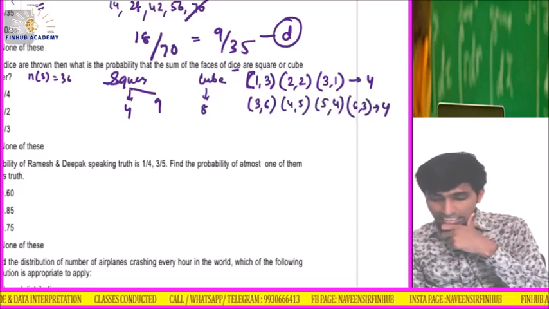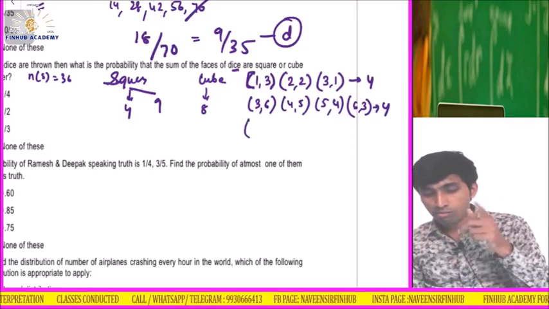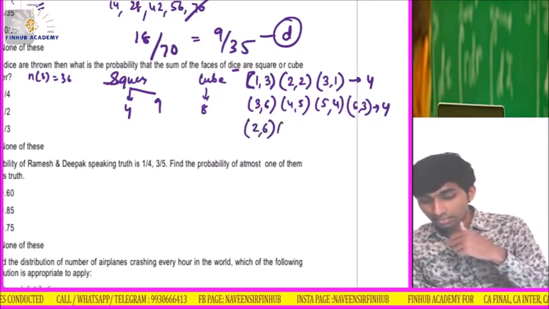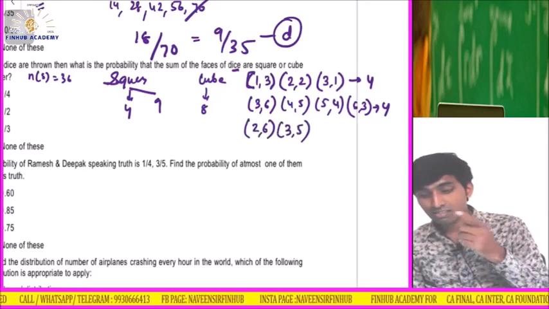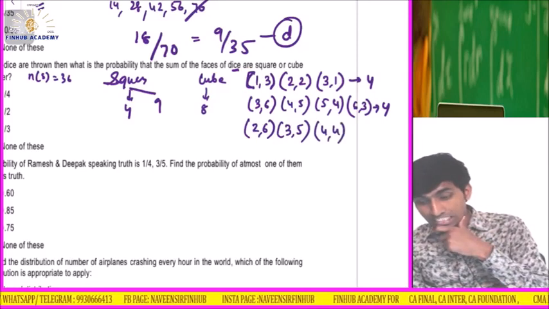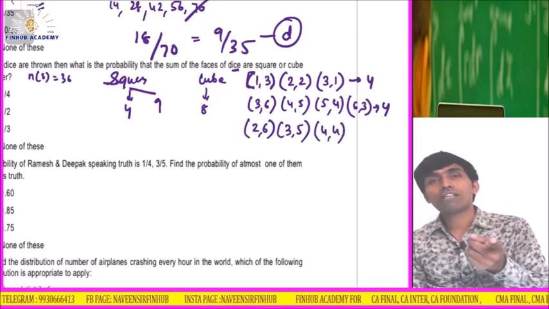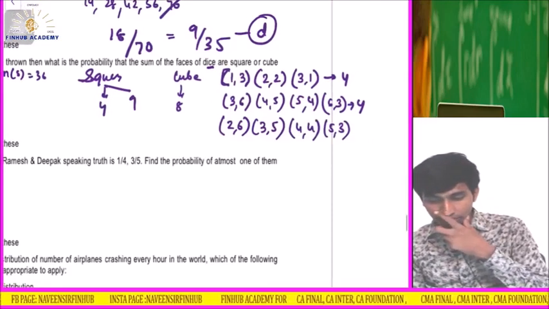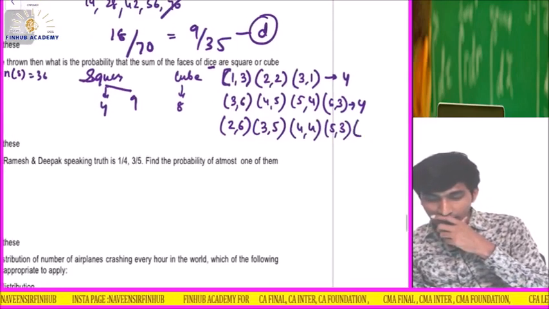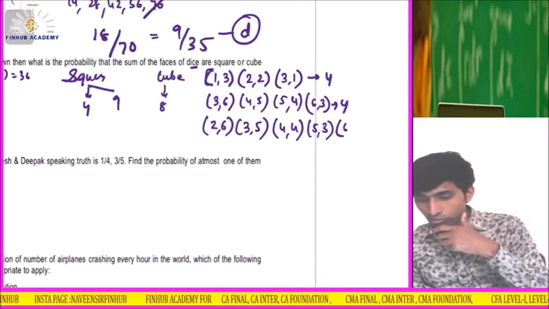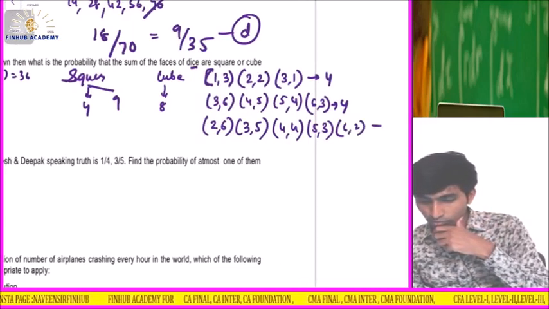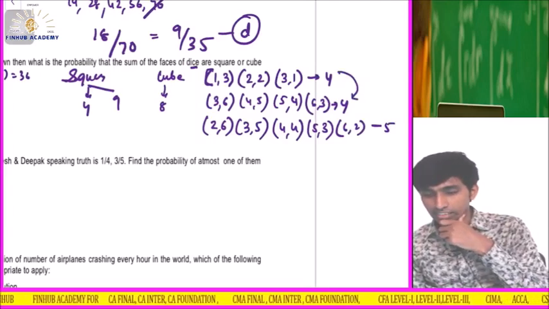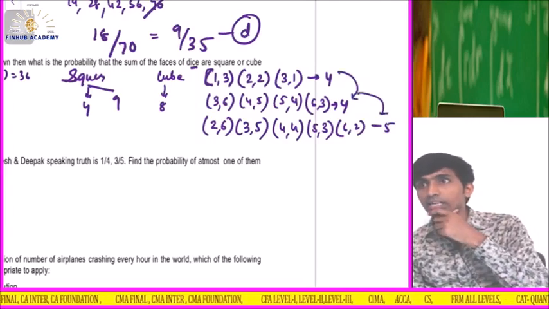Understood? Next is cube. 1 plus 7 is not possible. 2 plus 6 is possible. 3 plus 5 is 8. 4 plus 4 is 8. After 4, 5 comma 3 is possible, 5 plus 3 is 8. Again 6 comma 2 is possible. So here how much? 1 2 3 4 5. So 5. How much?